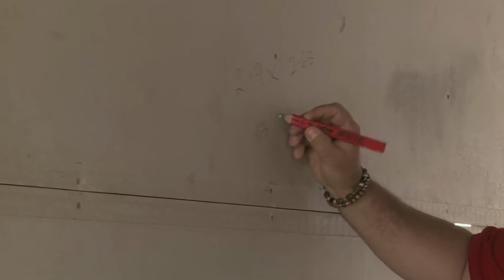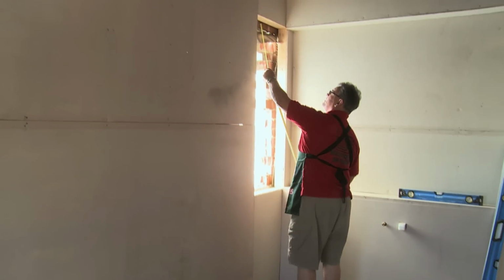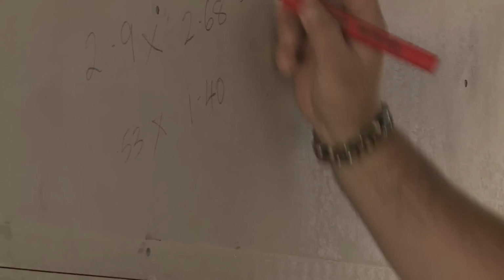0.53, just under or just over half a metre. The height of the window is 1.4 metres.